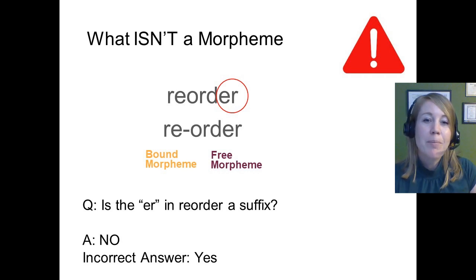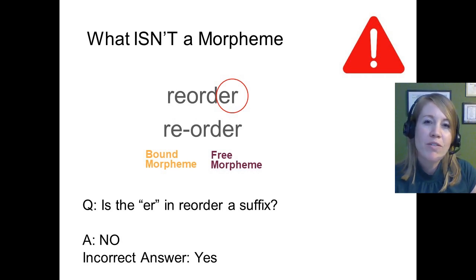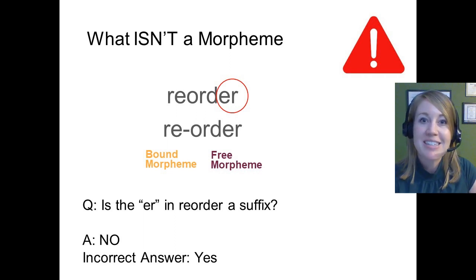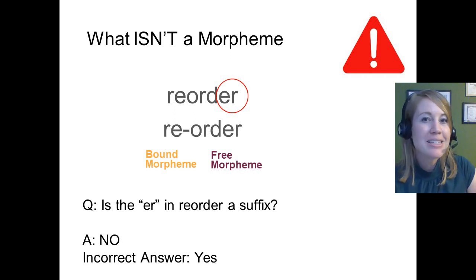It's not, because a suffix would be added. You would have to then say, okay, if er is a suffix, then what is the free morpheme in this word? Are you saying ord is the free morpheme? Because the last I checked, ord was not a free morpheme. It's not a word that can stand on its own. Order is a free morpheme. So again, in English, I recognize that this word ends in er, and er can, for some words, be a suffix, but it's not for this word.